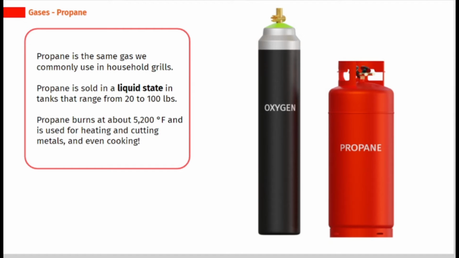Propane is the same gas we commonly use in household grills. Propane is sold in a liquid state in tanks that range from 20 to 100 pounds. Propane burns at about 5,200 degrees Fahrenheit and is used for heating and cutting metals, and even cooking.